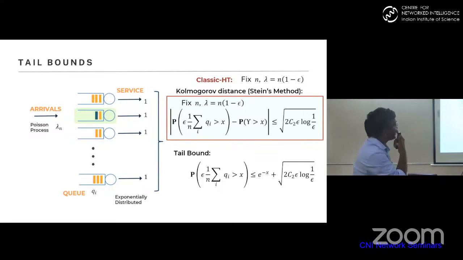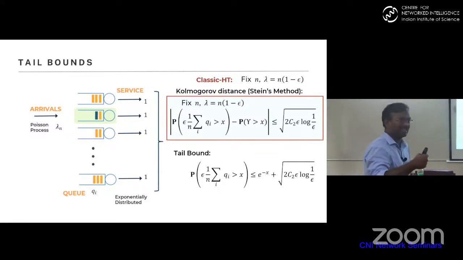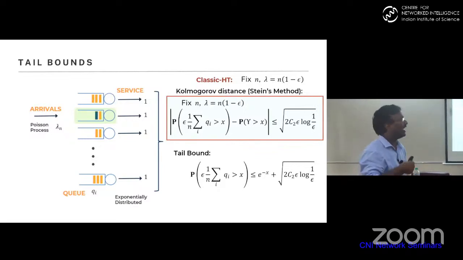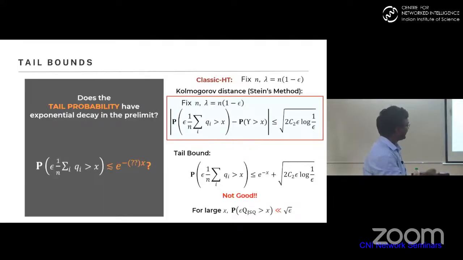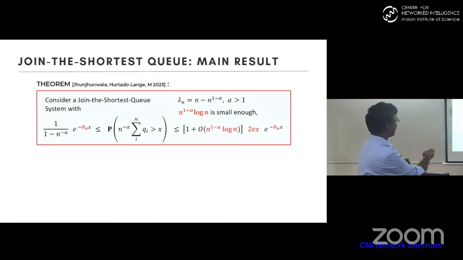So what I'm trying to say is distances like Kolmogorov distance and Wasserstein distance, bounds in the prelimit, in the non-asymptotic regime, are not sufficient to get tail bounds. We need something more. And the question we are interested in is, if I'm interested in this tail, can I get an exponentially decaying tail without this additive constant? That is the kind of question I'm interested in. And that's what I'm going to state now.